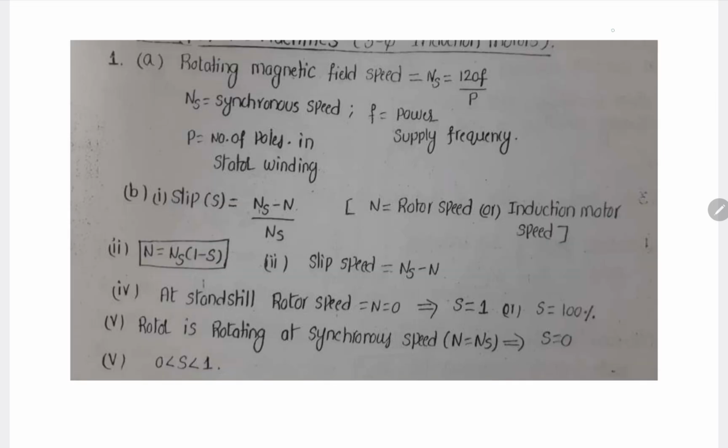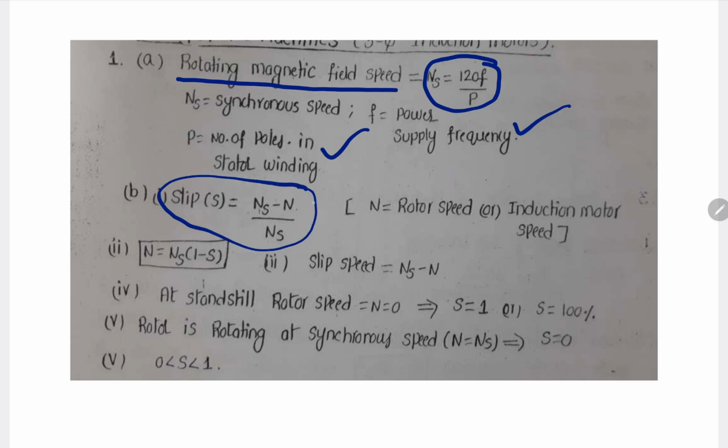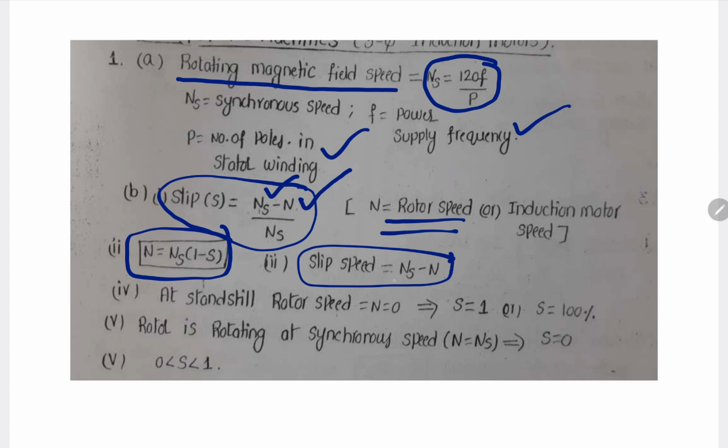Now quickly we will see the formulas of the three-phase induction motor. Whenever three-phase AC supply is given to the three-phase induction motor, a rotating magnetic field is developed. This rotating magnetic field speed is 120f by P, where P is the number of poles in the stator winding and f is the input supply frequency. Slip formula is (ns minus n) divided by ns. Very important formula. N is the rotor speed or induction motor speed, and ns is the synchronous speed. And N is equal to ns into (1 minus s). What do you mean by slip speed? The difference between the flux speed and rotor speed is known as slip speed. Very, very important.